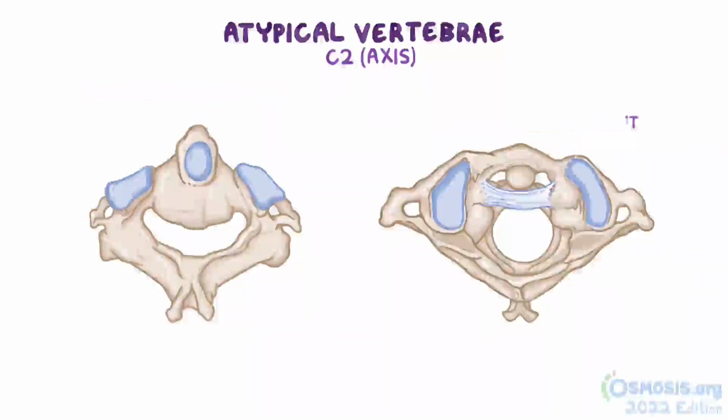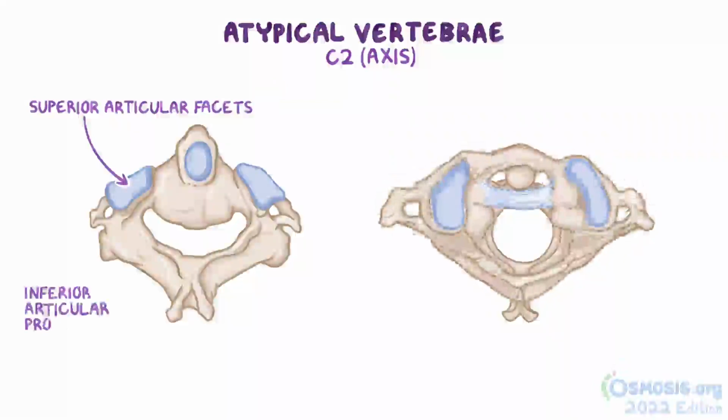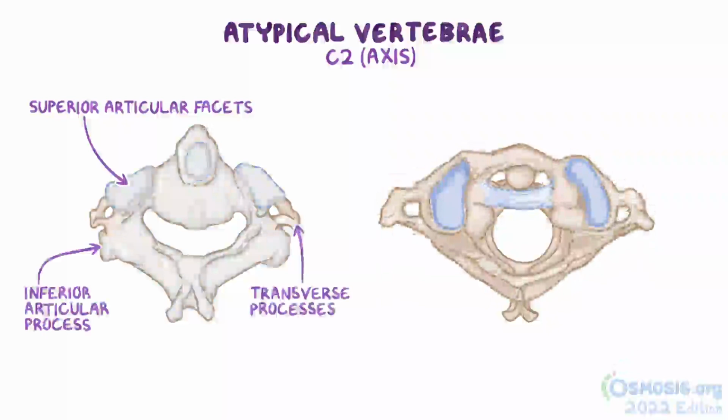Next, C2 also has two large, flat, weight-bearing surfaces called the superior articular facets, on which the atlas rotates. It also has inferior articular processes and transverse processes similar to the other cervical vertebrae.